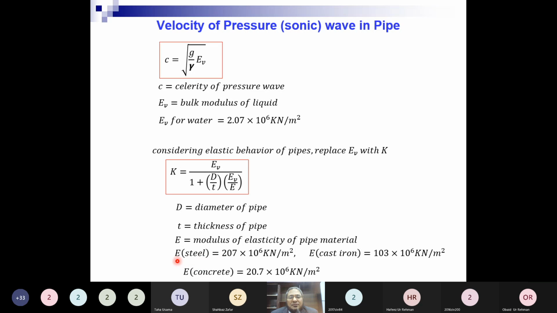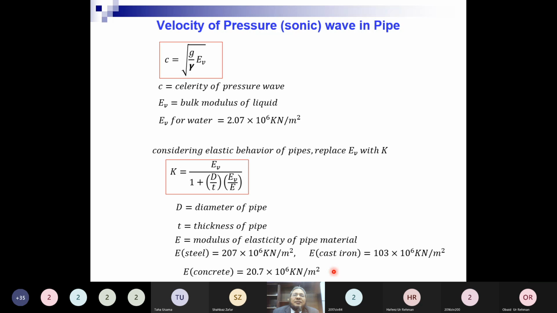And what is the value of the modulus of elasticity for steel? 207 into 10 raised to power 6 kilonewton per square meter. What is the value of E for cast iron? It is 103 into 10 raised to power 6 kilonewton per square meter. It means the modulus of elasticity of cast iron is how much of steel? 50%. Yes, about half. What about concrete? It is 20.7 into 10 to power 6 kilonewton per square meter. So the modulus of elasticity of concrete is 1/10 of that of steel.